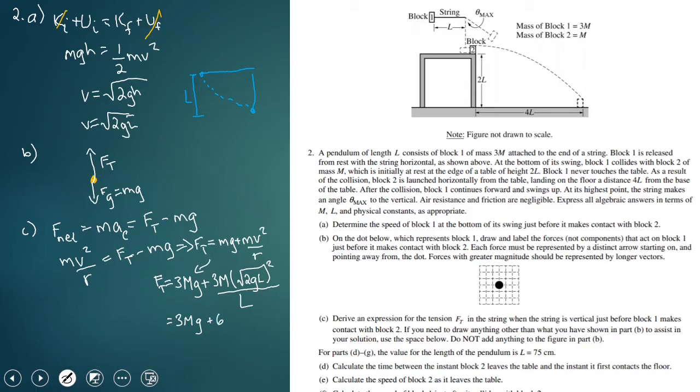So this second expression would simplify to 6mg, and so our force of tension is 9mg. Alright, and so that is part C.